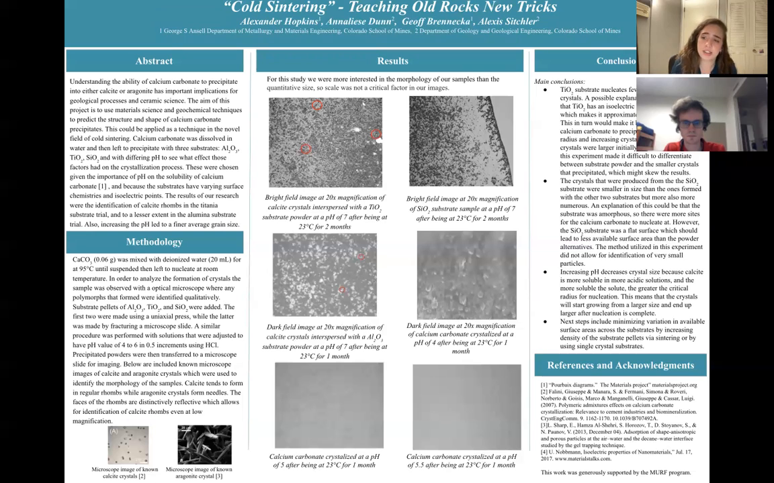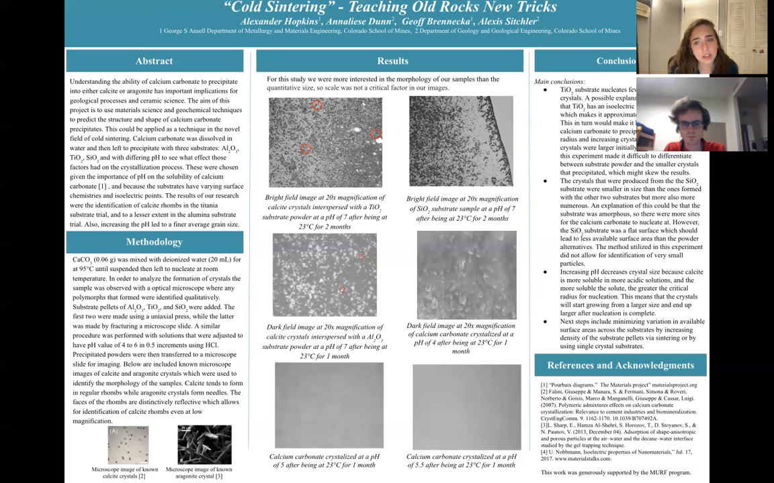Below are the known images of calcite and aragonite crystals. As you can see, the calcite tends to form in regular rhombs, while the aragonite crystals tend to form in needles. Next, for the results, for the study, we were more interested in the morphology of our samples and the qualitative size, so scale was not a critical factor for our imaging.